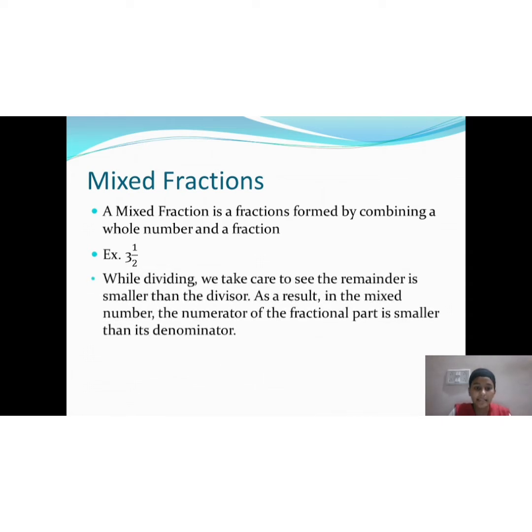Now, while dividing, we take care to see that the remainder is smaller than the divisor. As a result, in the mixed number, the numerator of the fractional part is smaller than its denominator. If you see, which is the numerator? 1 is the numerator, and which is the denominator? 2 is the denominator. So, the numerator is smaller than its denominator. 1 is obviously smaller than 2 here, okay? So, in a mixed number, the numerator of the fractional part is smaller than its denominator.